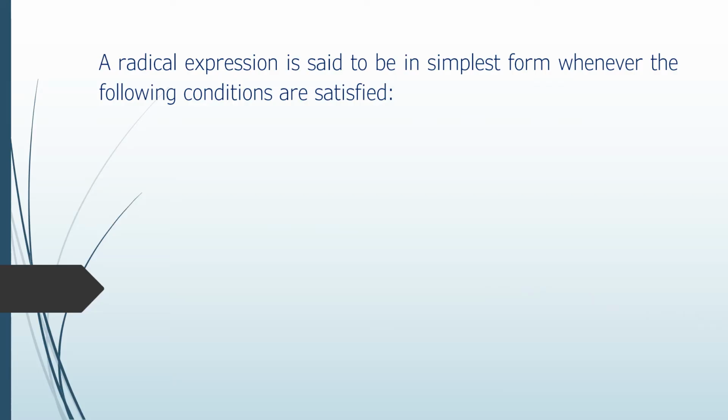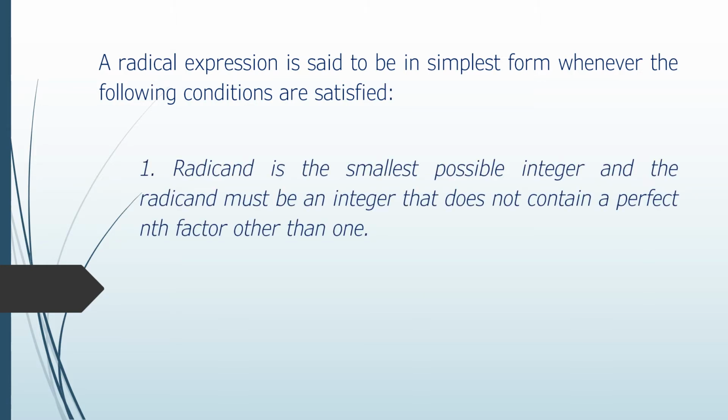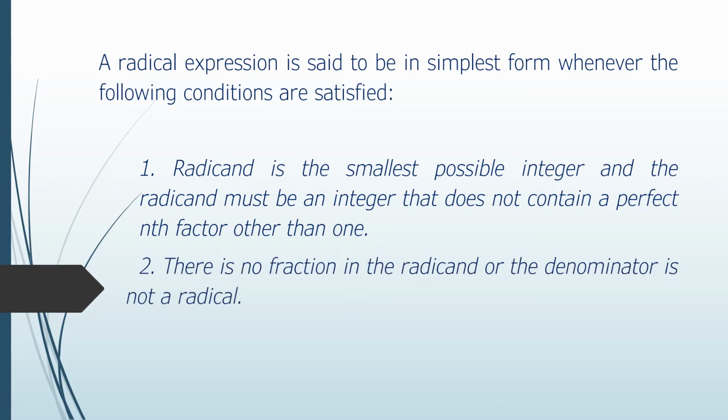A radical expression is said to be in its simplest form whenever the following conditions are satisfied. First, the radicand is the smallest possible integer, and the radicand must be an integer that does not contain a perfect nth factor other than 1. Next, there is no fraction in the radicand or the denominator is not a radical. Third, the index of the radical has been reduced.